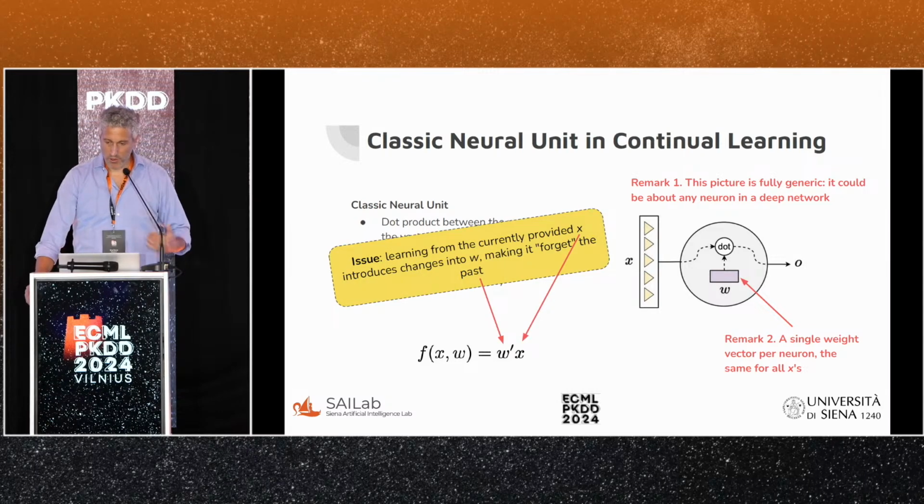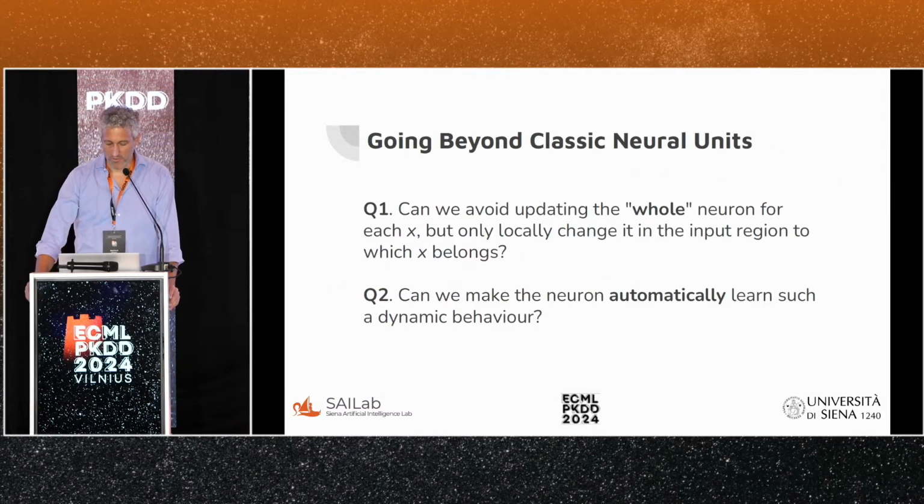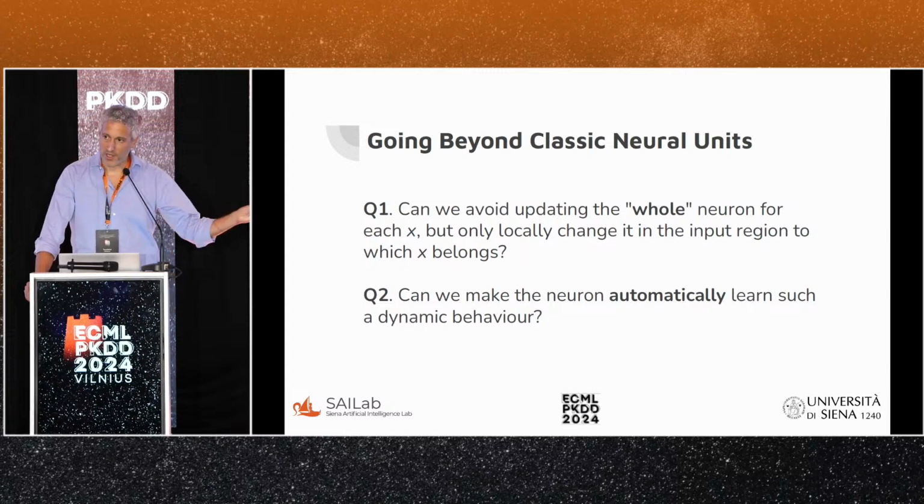Now, the problem is that whenever you learn over time, you get some new data and you change the values of the weight vector of each neuron, basically, or of some, depends. But basically, that's where forgetting happens. For all the inputs, you change the weight vector. These are the two questions we try to address here. Can we avoid updating the whole neuron for each input, but only make some local changes to it so that it will not forget what happens elsewhere? And can we make the neuron able to learn how to behave, to basically gain this dynamic behavior automatically?